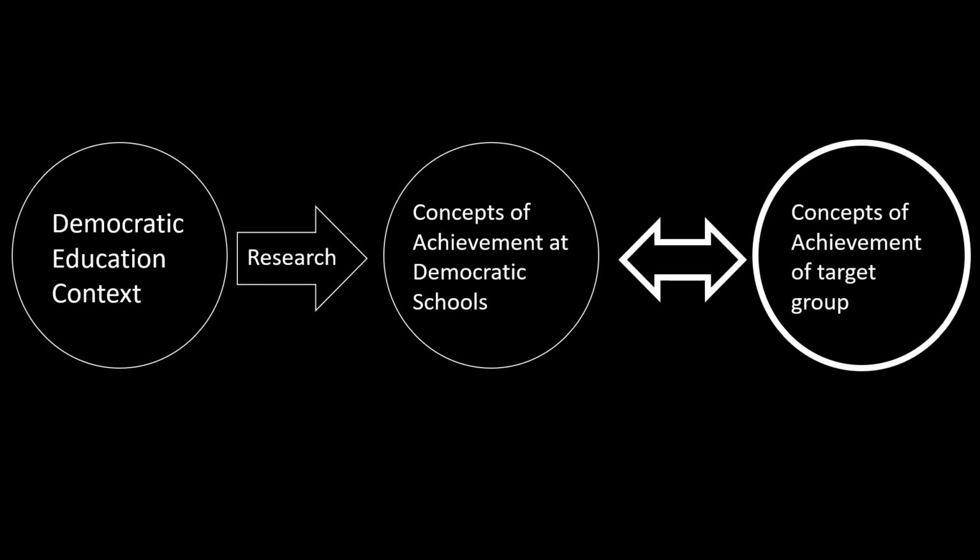And that is where part of the explanation for the difference between the values and the actual demographic at democratic schools comes in. If the concept of achievement put forward by democratic schools, so this is not at the schools themselves, but when people talk about democratic education, does not match the concepts of achievement of part of the desired target group, the people that democratic schools would want to attract, then that creates a barrier.